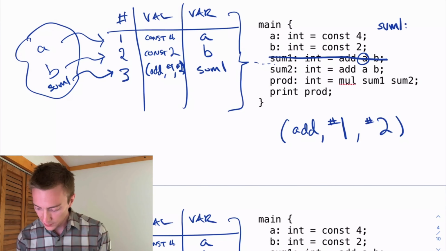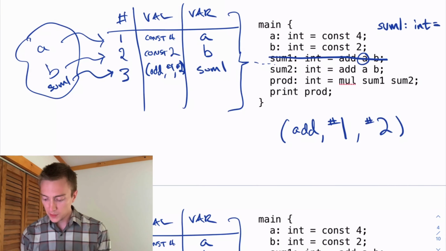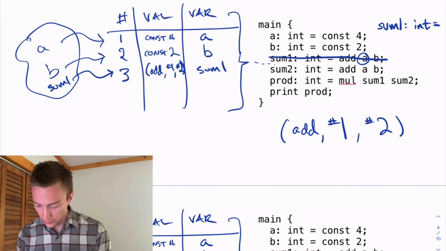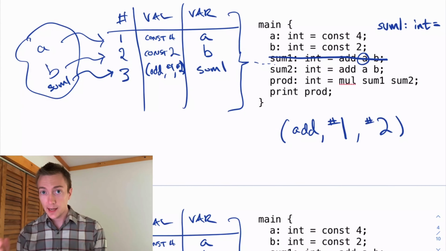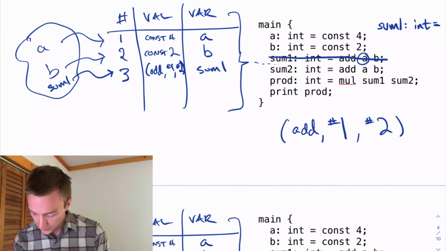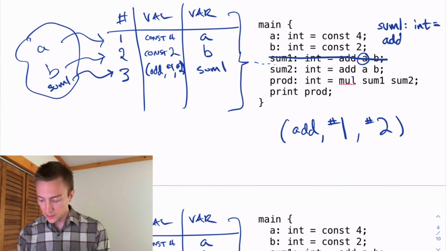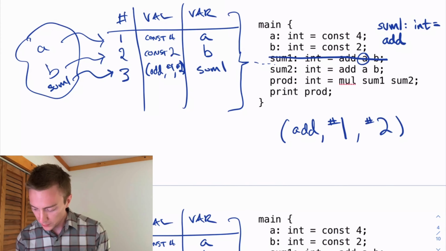We'll leave that the same, sum1 colon int. We're going to store something in there. And then we will look at the value tuple we have just constructed for this. So that's this tuple, add number 1, number 2. And we'll say, great, I know how to do that. I will create an add instruction to reflect the operation being performed. And I'm going to come up with the 2 arguments to add, to put in here.